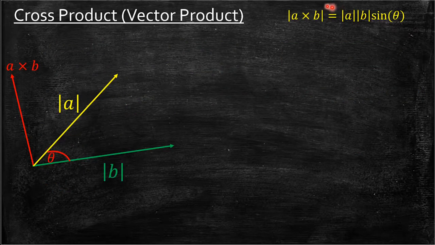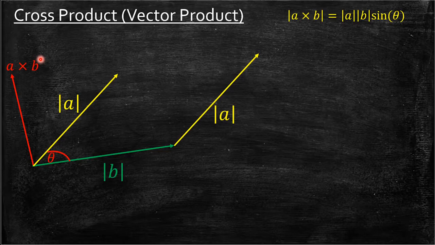Alright, we're going to move into the last bit that we have to go through to do with this result that we showed before. What I've got here is vector A, vector B, and the angle between A and B. The length of A is defined by the modulus of A. The length of B is defined by the modulus of B. And the red vector up here is A cross B.